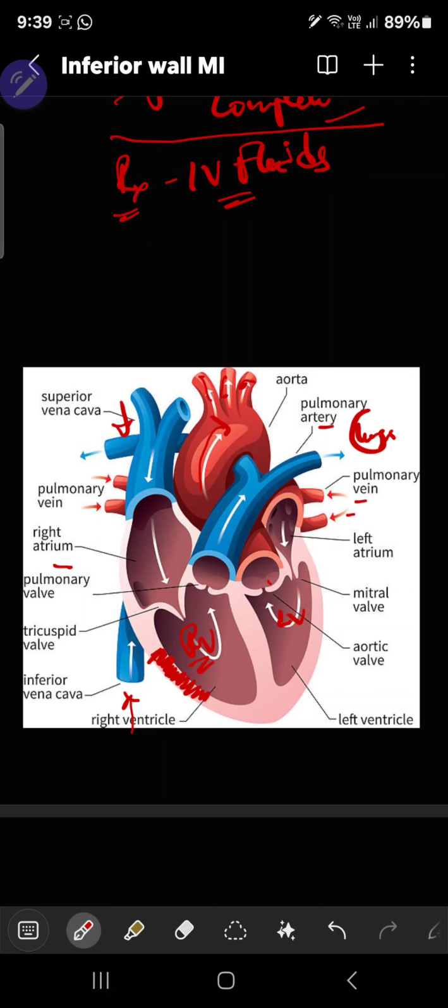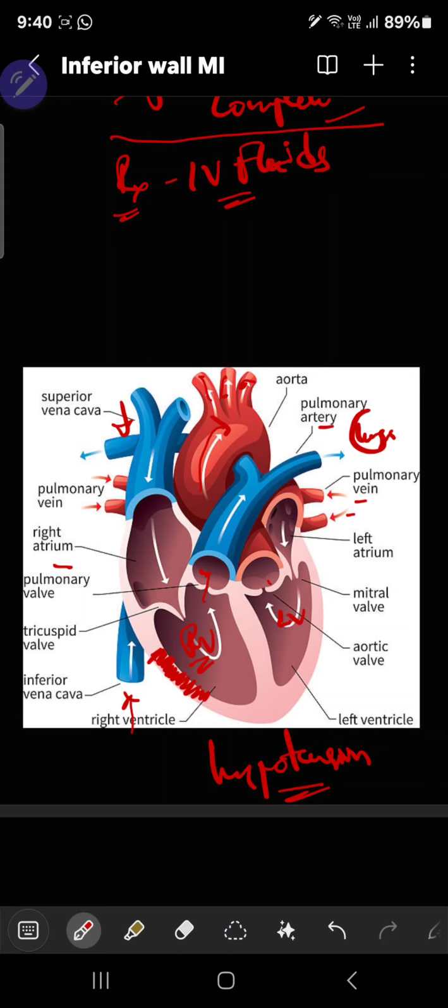Because of this infarction, the right ventricle cannot contract adequately. If it does not contract adequately, less blood will be going to the lungs, and from the lungs less blood will be coming to the left atrium and left ventricle, and less blood will be supplied to all parts of the body. Then there will be hypotension because of the less return of blood from the lungs to the left side of the heart.